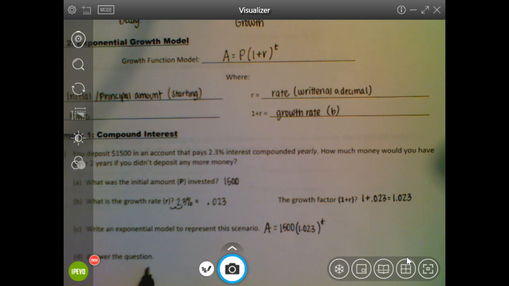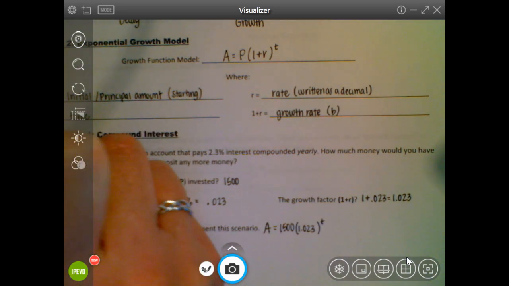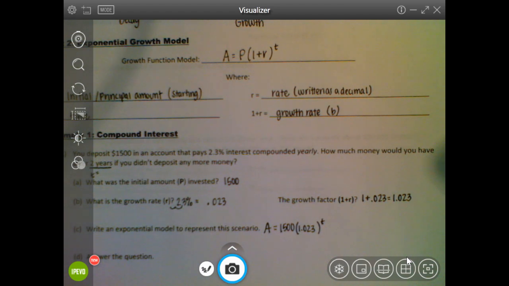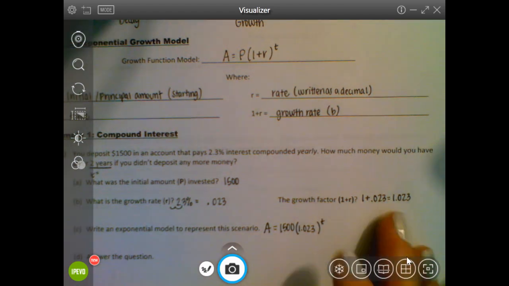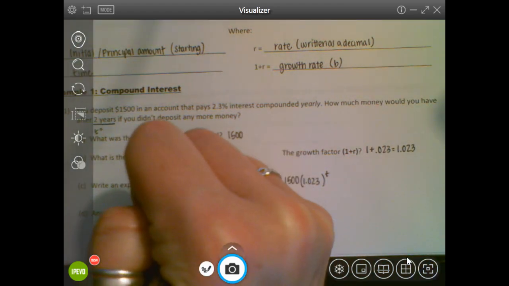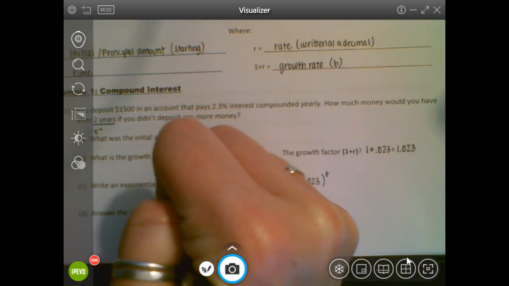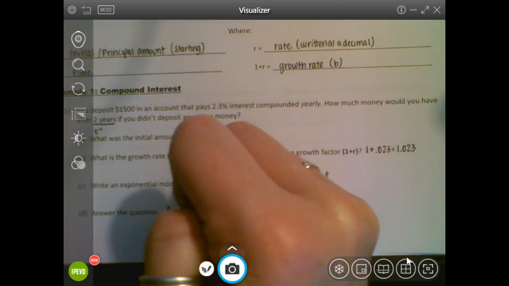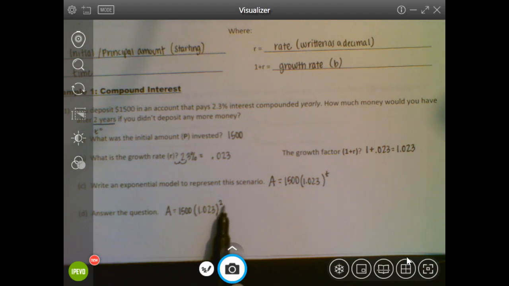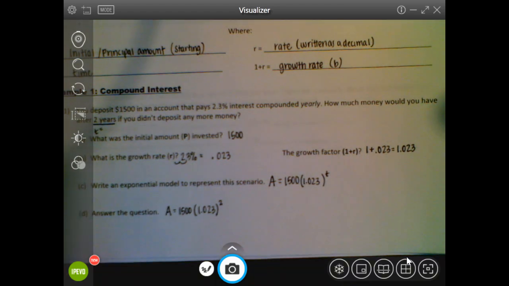So then let's answer the question. Well, it's asking us how much money we would have in 2 years. So our T here is going to be 2. So I can use the model that I just wrote in the last part of this question, and I'm going to go ahead and say, okay, well, my A is going to be equal to 1,500 times 1.023 raised to the second power, because that's where my T is going to come in, my 2 years right here. And then at this point, I can just use my calculator or use Desmos to evaluate what this is going to be.